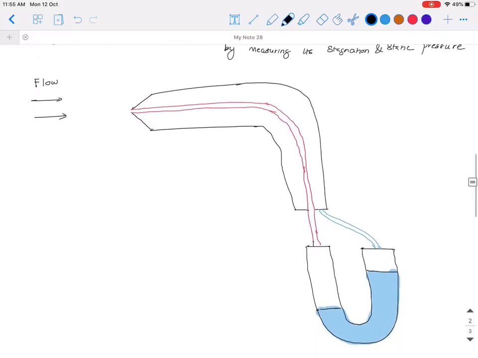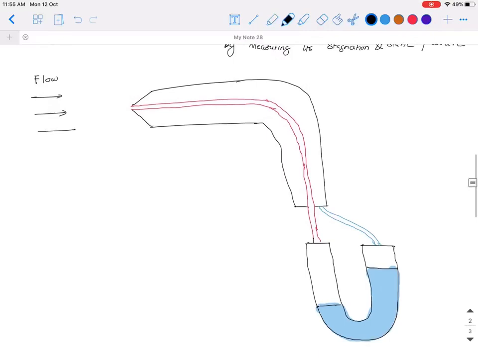Okay, so a pitot tube is placed in a fluid flow facing the direction of the flow. Okay, so the direction is moving from left to right here. So the pitot static tube is placed facing the flow, aligned with the direction of the flow.